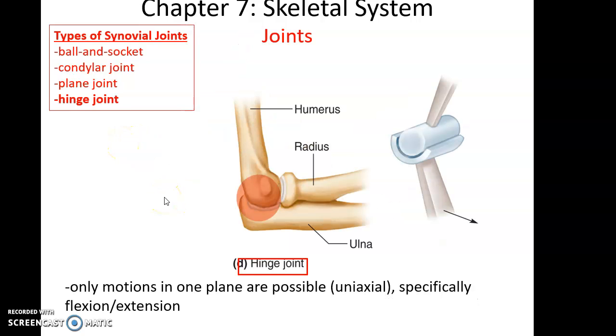Then we have the hinge joint. Hinge joint, again, a rounded bone fitting into a depression or cup-like structure of another bone. But hinge joints are very limited in the motions possible. They allow for only one category of movement, so they're often referred to as uniaxial. So they only operate sort of like a door and the hinges of a door. So for instance, here's the elbow joint, and all that occurs here is flexion and extension.